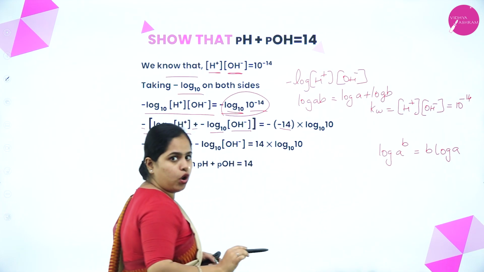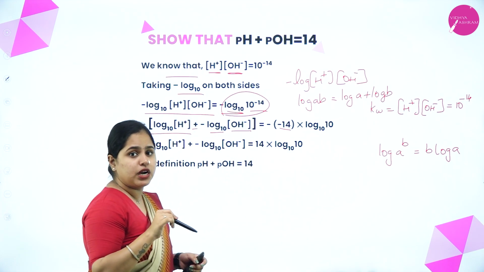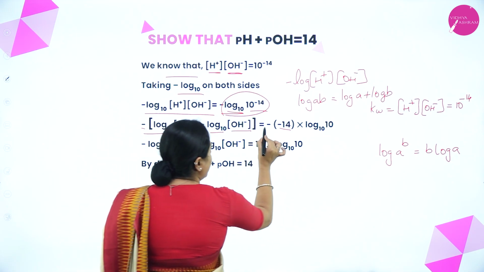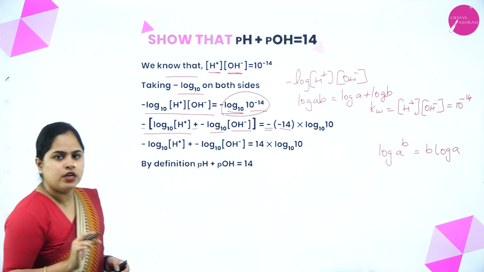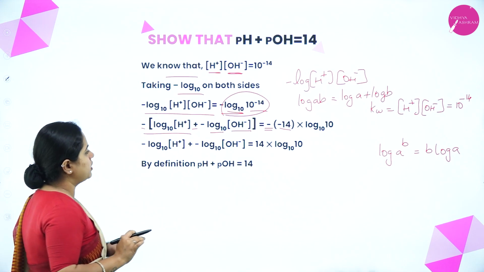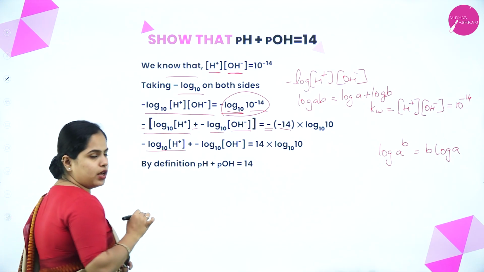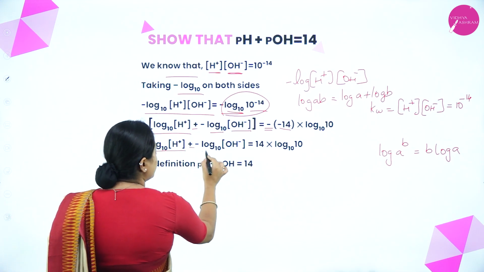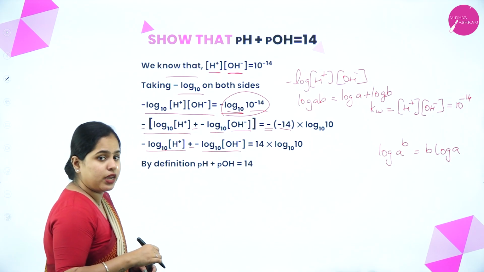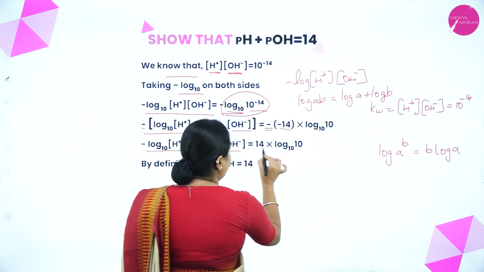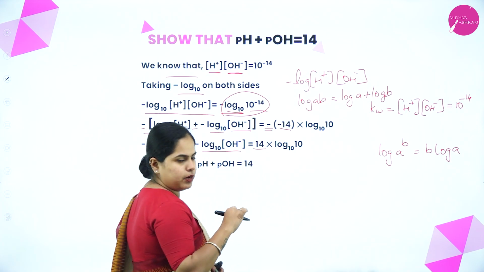Minus 14 into log 10, and already what are we multiplying? It is minus log, right? So that minus will be also here. So I hope it is clear. So now what is left behind? Minus log molar concentration of H plus minus log molar concentration of OH minus is equal to 14. See, minus and minus will become plus.